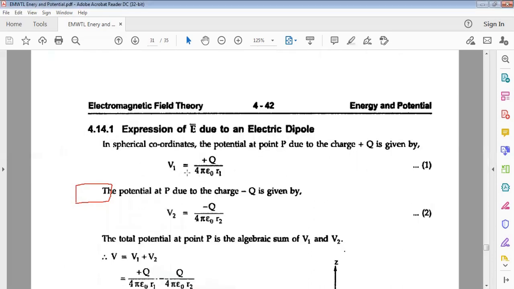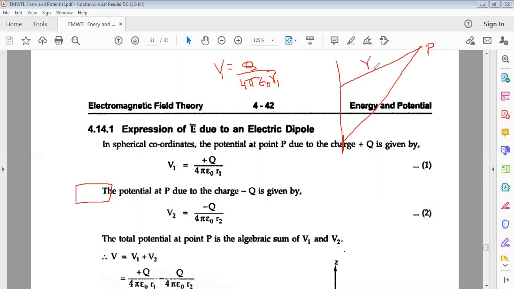First, for a point charge, the potential formula is V is equal to Q by 4 pi epsilon naught R. Now I am taking V1 for the distance R1. The dipole is formed by A and B, and the point is P. Let this distance be R1 from point A and R2 from point B. At point A, the charge is plus Q.